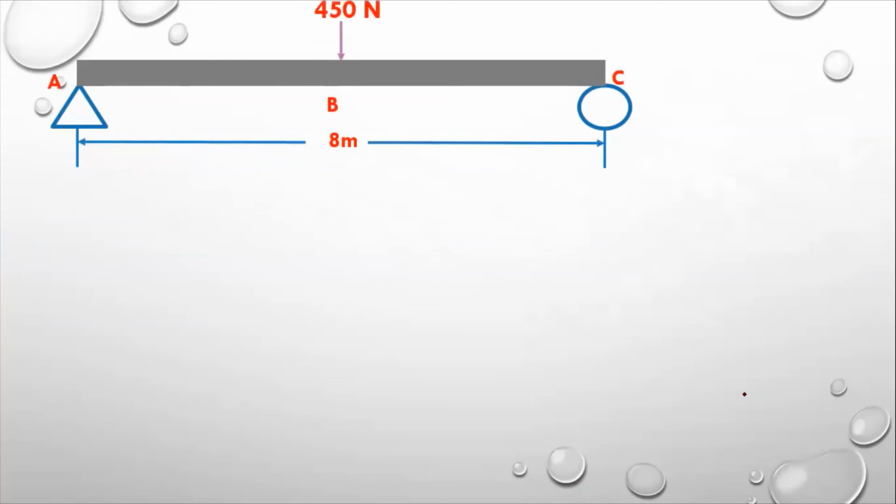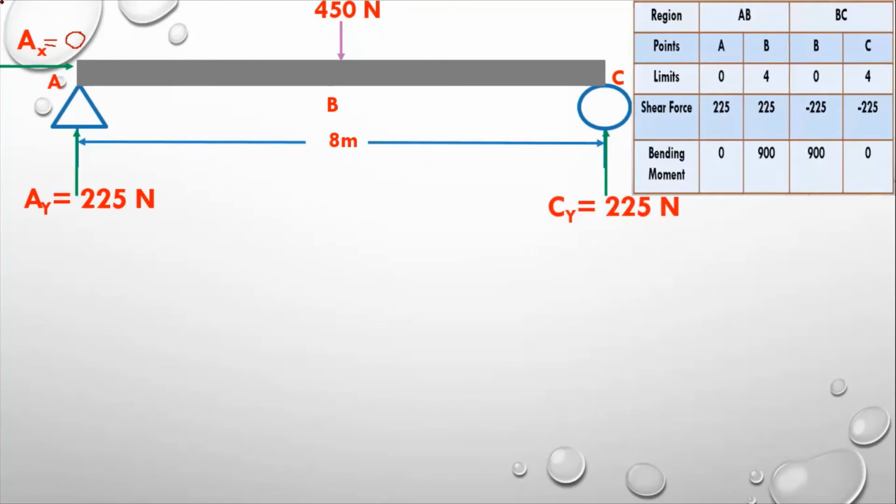So we are moving towards the next slide, and you can see this was the diagram of the simply supported beam. So I will draw it first. So A, B, C, and this is 450 Newton. So this is the support reaction Ay equals 225, Ax equals 0. Keep it in mind. So I am going to write down here, Ax was 0. So now Cy equals 225 Newton. And this is the table which I showed you in the last slide.